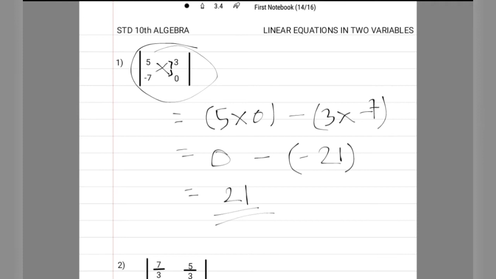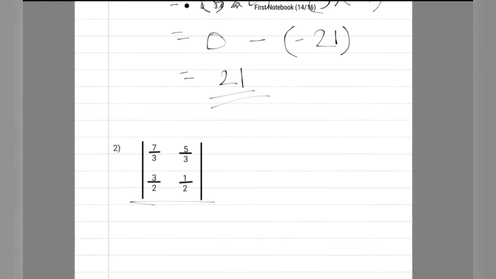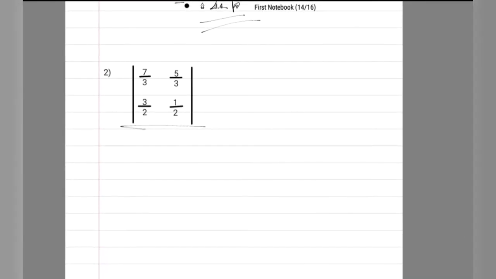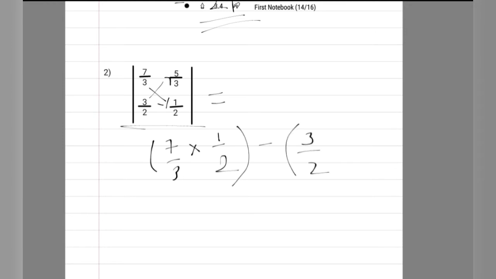Okay, let's see the second example. It will be more clear. Now in this example we have the numbers in irrational form. So let's see how to solve them. The same method we have to follow, that is cross multiply the terms and then subtract. This is what we have to do every time. We get the value as 7 by 3 into 1 by 2 minus 3 by 2 into 5 by 3.